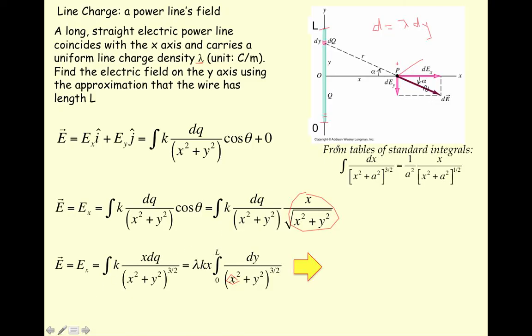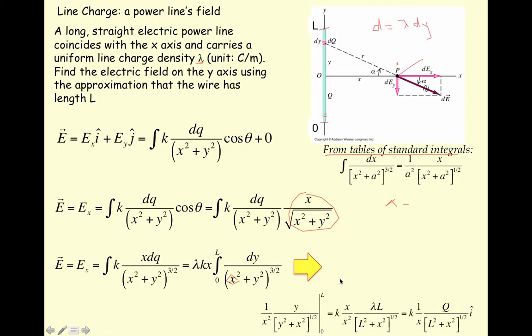If I integrate that, I'm going to use something from the standard tables, from my standard integrals. So something like that will have 1 over a squared. My a is x. Remember, a in this case is x, and x is y. So if I do that, that will give me this: 1 over x squared, and then y over the square root of x squared plus y squared, or a squared plus y squared, and then it's from 0 to L.